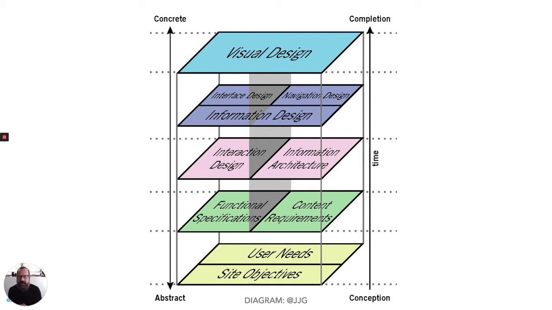This is sort of one of the standard diagrams in the field. It was created about 20 years ago by Jesse James Garrett. And I think it's a great explanation of the different layers on which UX people work. Right? At the top of this diagram, you have what he calls visual design. So that's the stuff we see, that's the stuff we interact with on the screen.